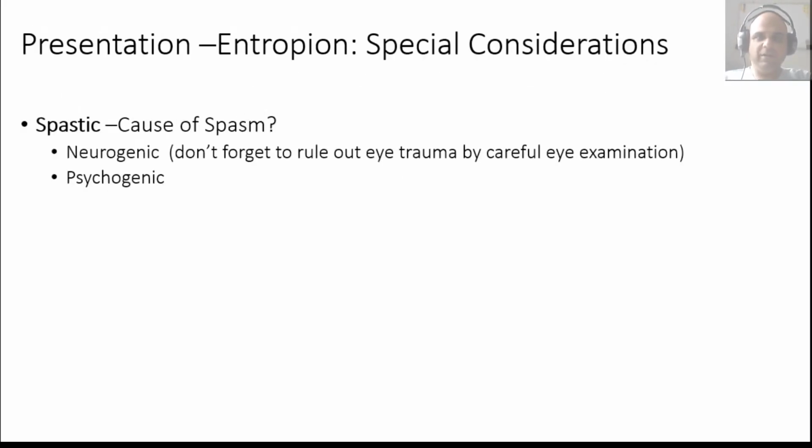Special consideration here is obviously spastic entropion, and we'll talk about why that is. It could be neurogenic. If it's neurogenic in nature and the patient is giving a certain history of trauma, be very thorough in your eye examination. Sometimes it's a little foreign body that's trapped somewhere in the lid, which we have already talked about when we talked about eye trauma, which can cause enough pain at times so as to make the patient just close his eyes really tight and lead into an entropion.